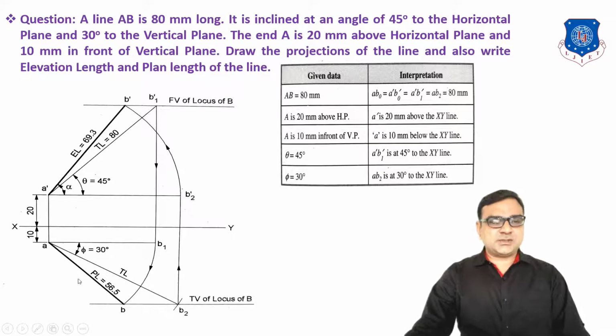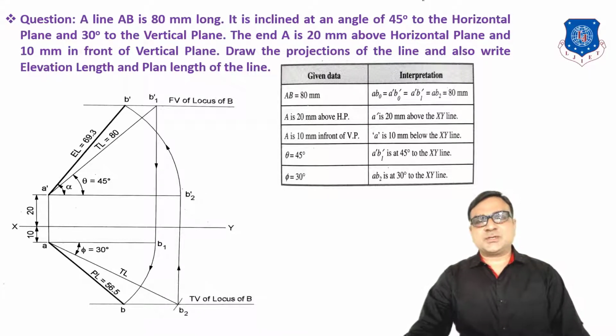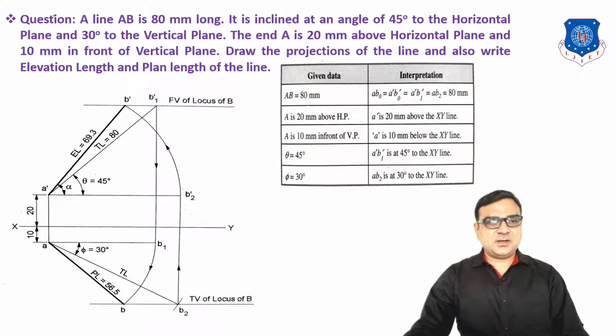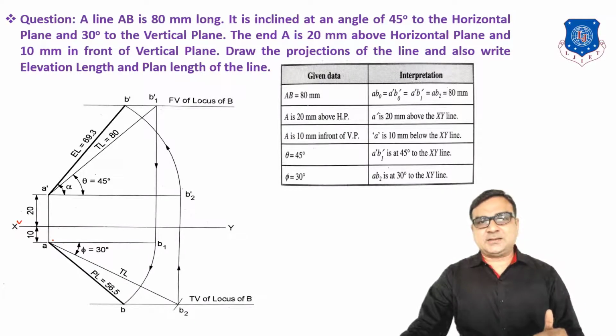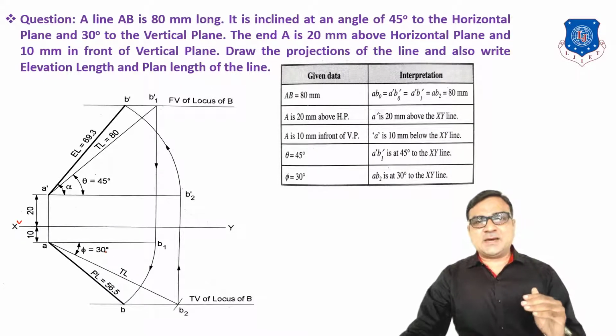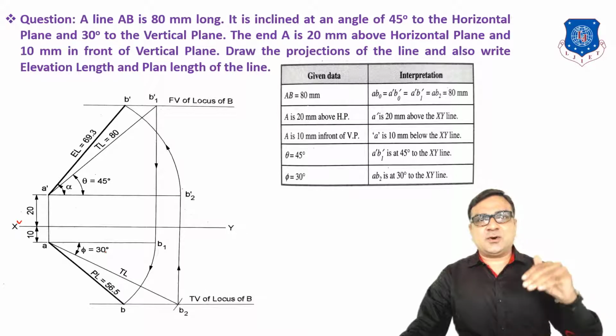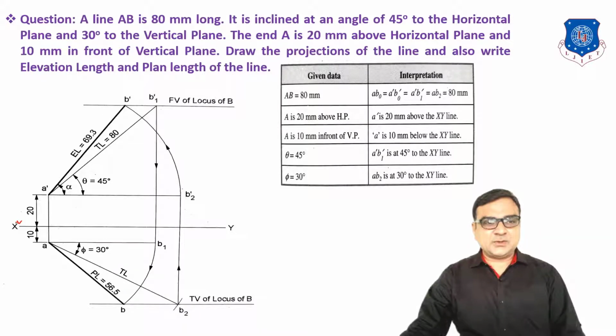Now this is our solution of this problem. How do we start a projection of line problem? First of all, we have to draw a line XY. This XY line is known as HP when you observe the front view, and XY is known as the vertical plane when we observe the top view. So here XY represents two different planes for different view positions.